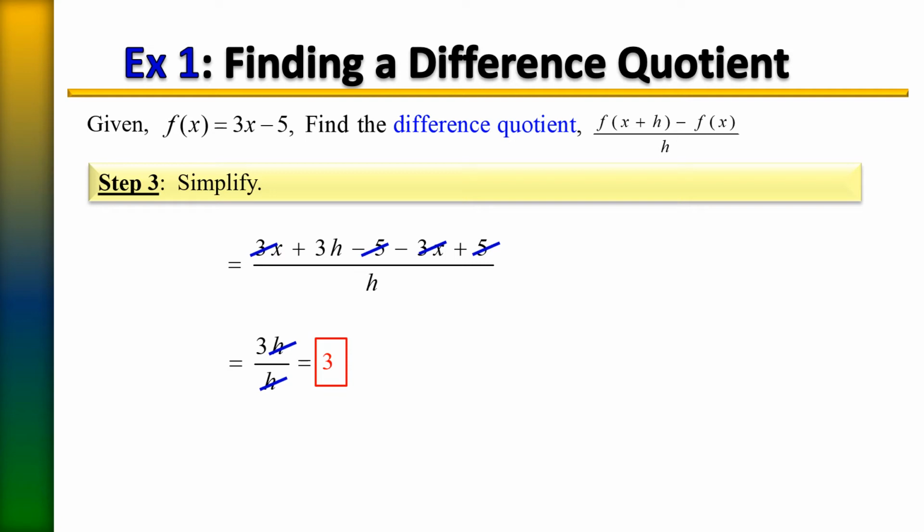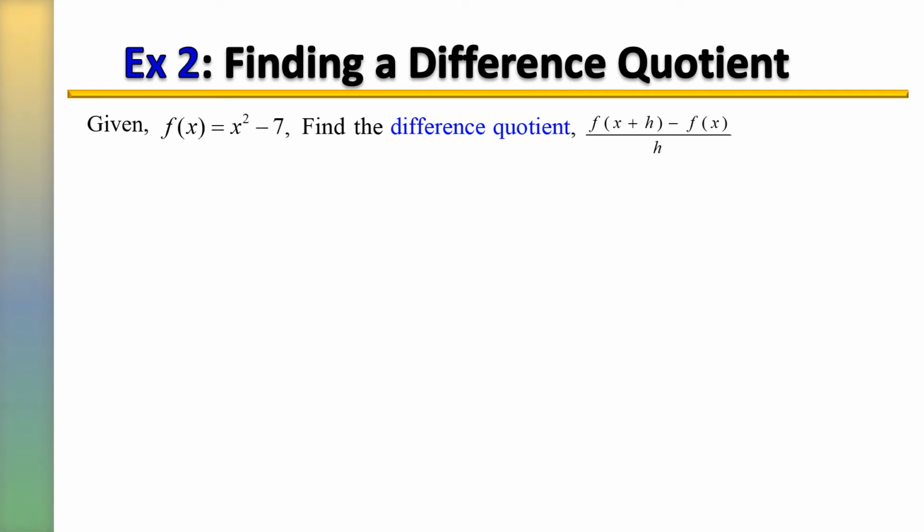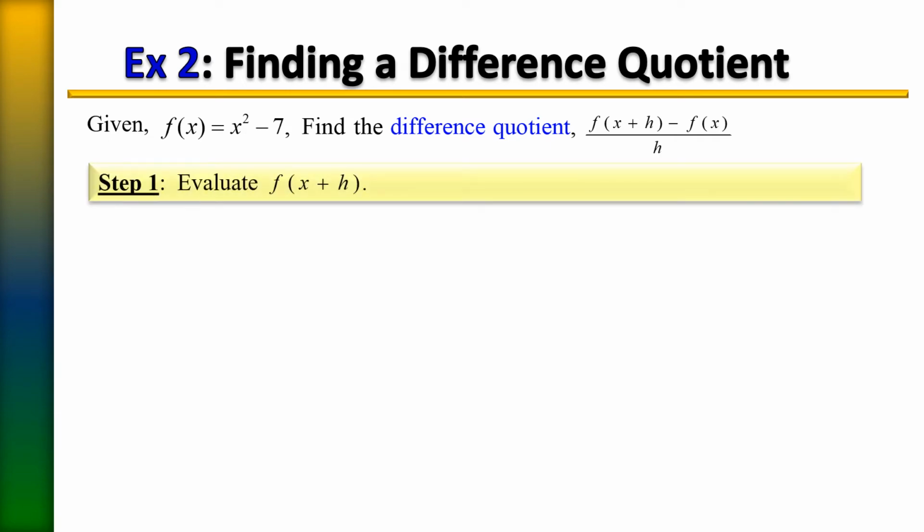Let's do another example. In this example, we're given the function f of x equals x squared minus 7 and asked to find the difference quotient. So let's go ahead and proceed first by evaluating the function for x plus h, meaning remove the x and replace it with x plus h. When we do so, it's going to look like so.